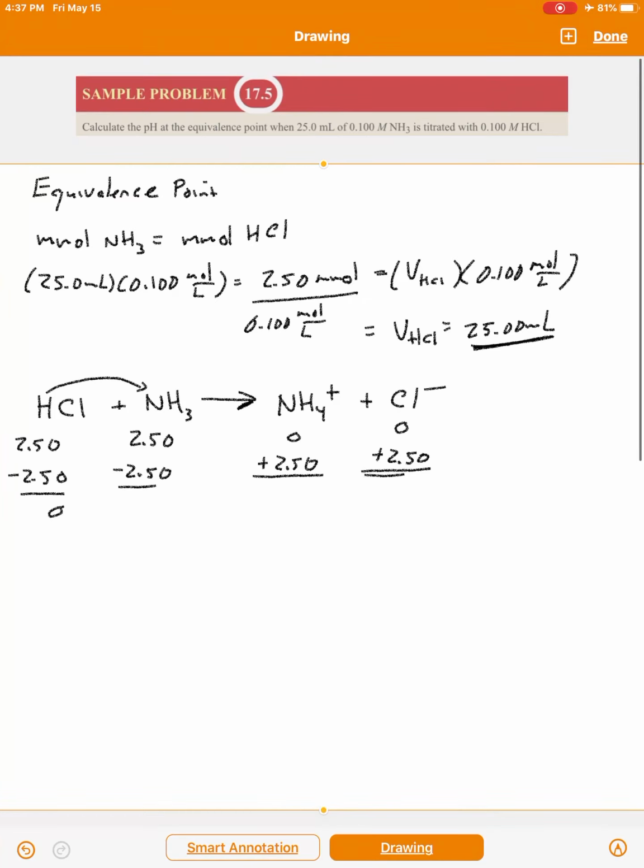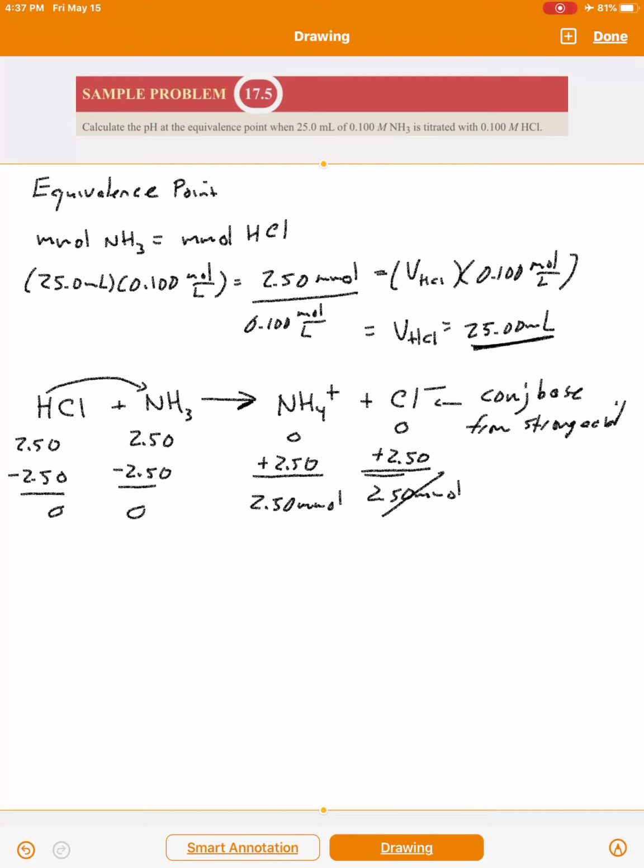So once the reaction is done, these are both 0. This is 2.5 millimole. So is this. However, this is the conjugate base from a strong acid, which means we can ignore it. Don't worry about it. No effect on the pH. Ammonium, on the other hand, is the conjugate acid from a weak base. So that means it does affect the pH. So we do have to have that.